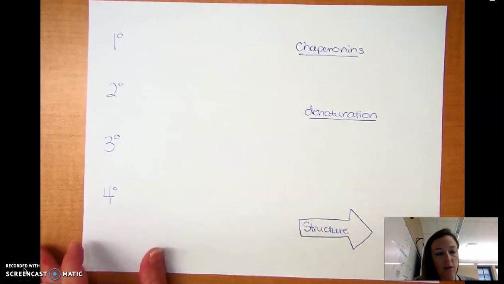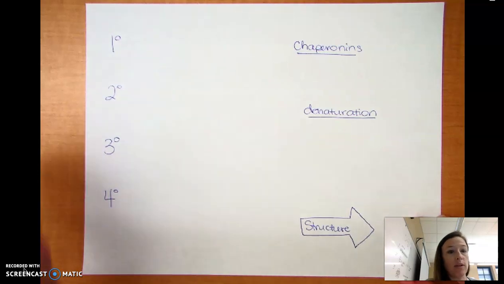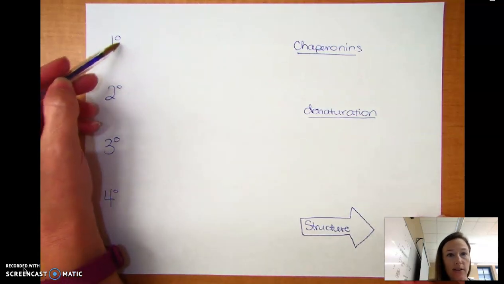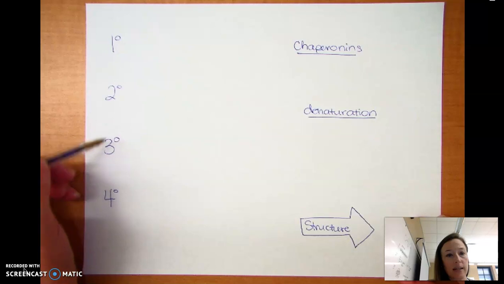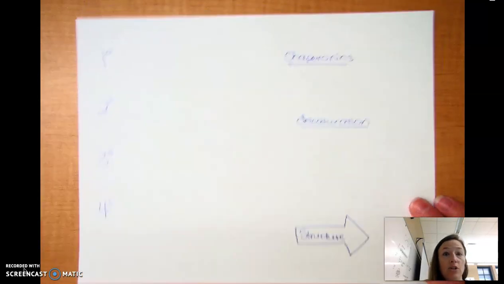All right, so here we are to have a hopefully quick video on protein folding. There are 4 levels of protein folding: primary, and this is just the abbreviation for primary, secondary, tertiary, and quaternary. All right, with primary, this is what happens during translation.